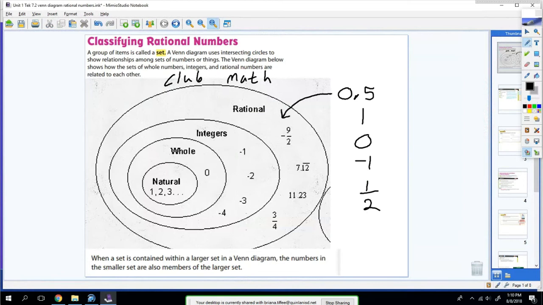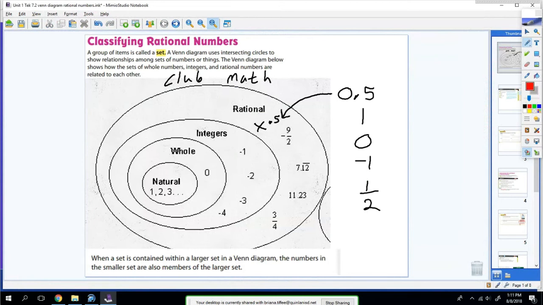So 0.5 gets into the club. It's enjoying the music, but it wants to see the other rooms. So it wants to try to get into the integer room. Well, 0.5 can't get into the integer room because it's a decimal. No decimals or fractions can be in the integer room. So 0.5 has to stay in the rational room.